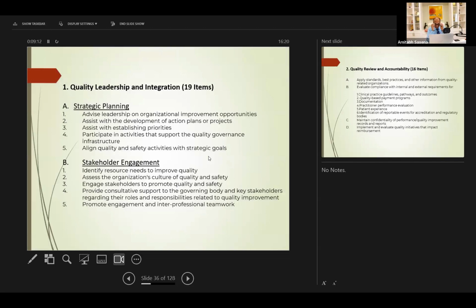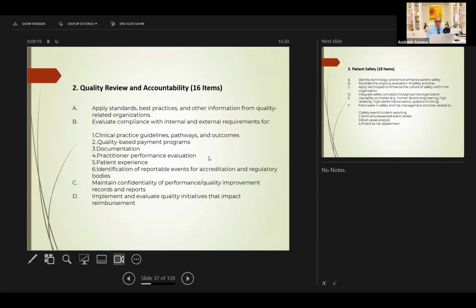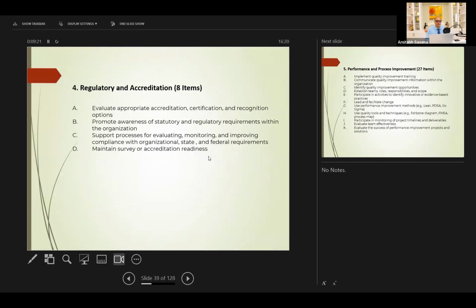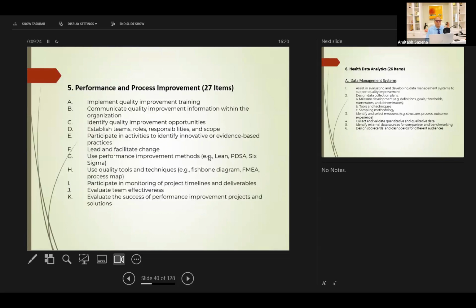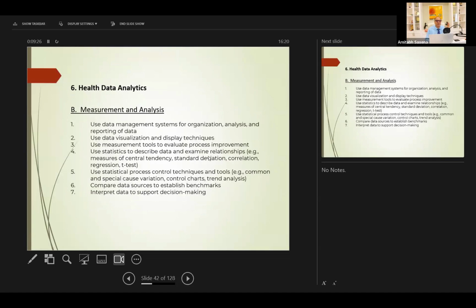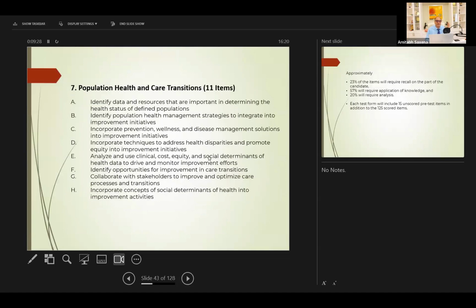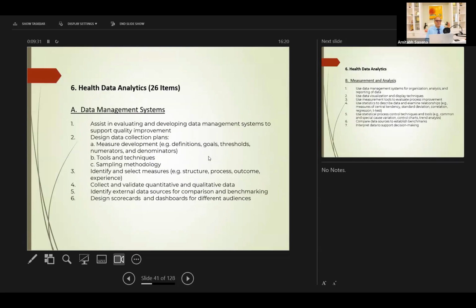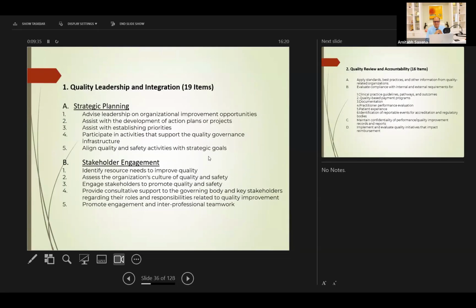There are, as I told you, 7 modules: quality leadership and integration, quality review and accountability, patient safety, regulatory and accreditation, performance and process improvement, healthcare data analytics, and population health and care transitions. Let me take you through those very briefly, and I will expand upon the most important modules today, which are data analysis and process improvement.